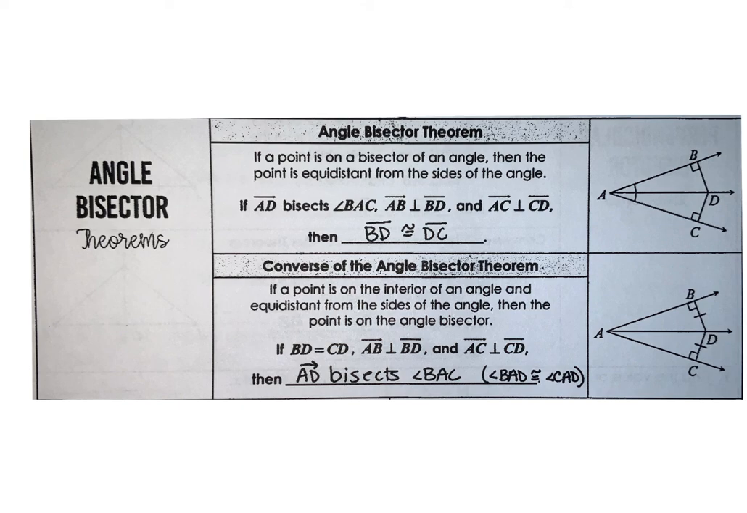All right, so bisectors cut angles in half. And as long as these are perpendiculars here, that's the distance, then you know the distance is the same.